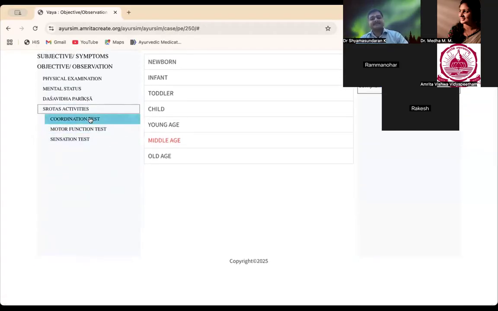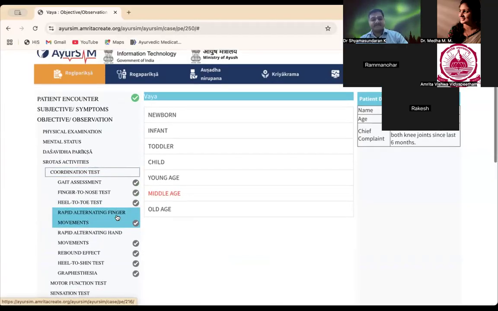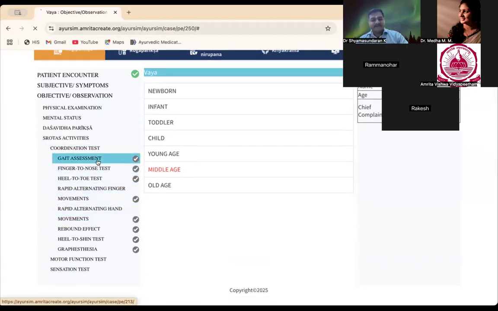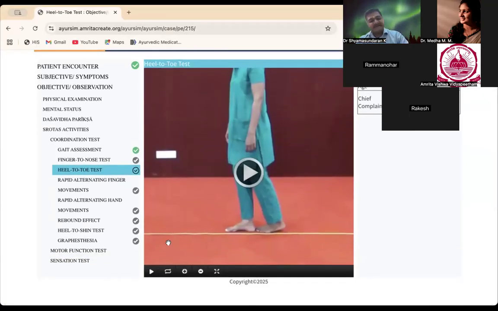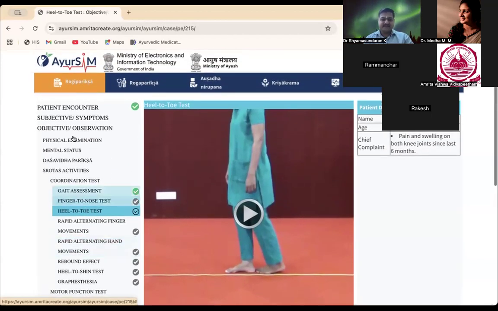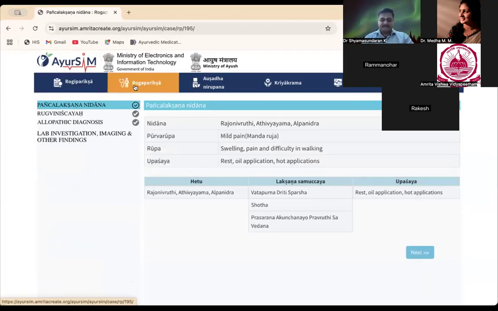Shrotas examination, you do the coordination test. Gait assessment is there, heel to toe. So all elaborate examinations, you name any examination, it is there here, if it is relevant to that patient. Everything is represented here. So after getting the Rogi Pariksha, then you are supposed to see what is the Roga in that particular patient. Then comes the Panchalakshana Nidana. Under Roga Pariksha is where Panchalakshana Nidana comes.